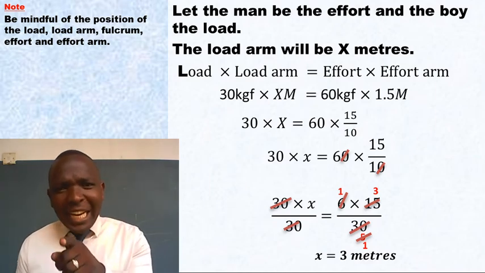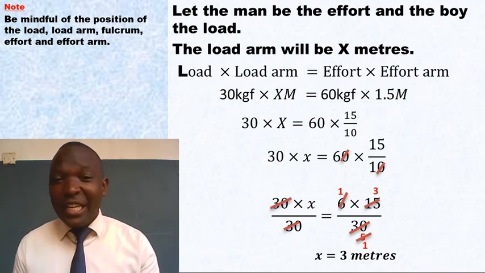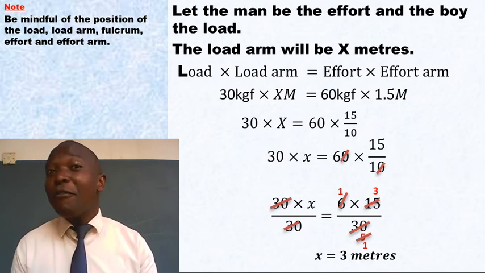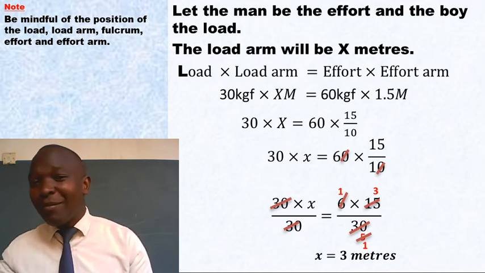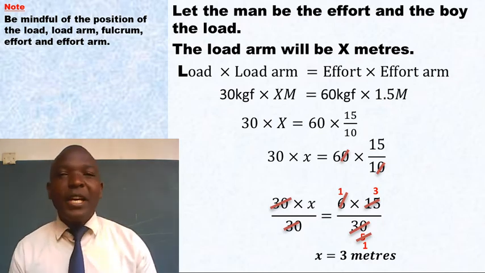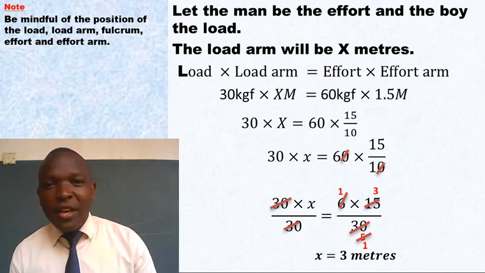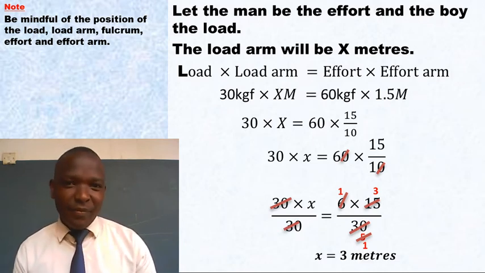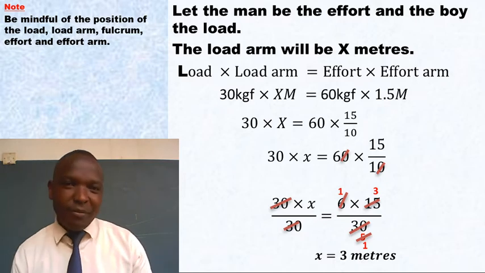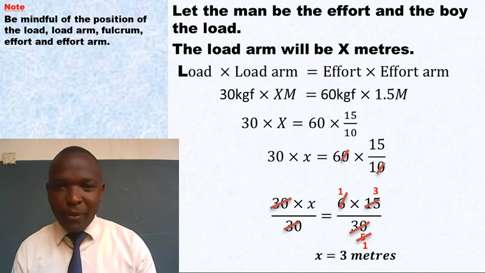Now, that is not our answer in this case. They didn't tell us to find the value of x. They said, how far is that boy from the fulcrum? Conclude your answer yourself now and say, therefore, the boy is 3 meters from the pivot or from the fulcrum. That is my first example.